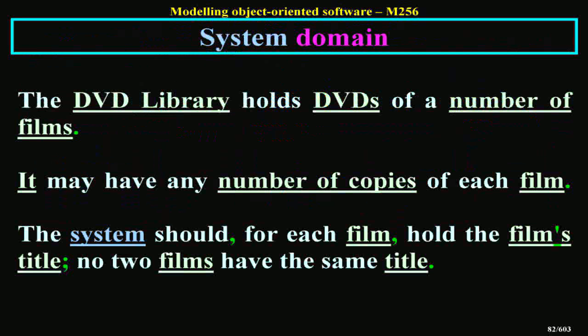We have not included the acceptance tests, as these are derived from the use cases, so do not add anything to the description of the system. System domain. The DVD library holds DVDs of a number of films. It may have any number of copies of each film. The system should, for each film, hold the film's title. No two films have the same title.